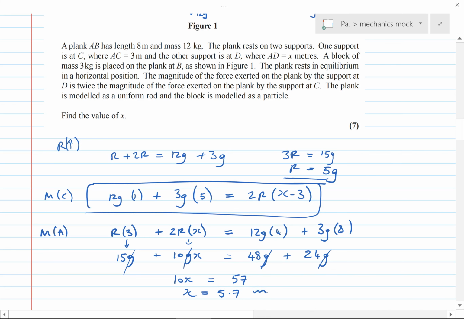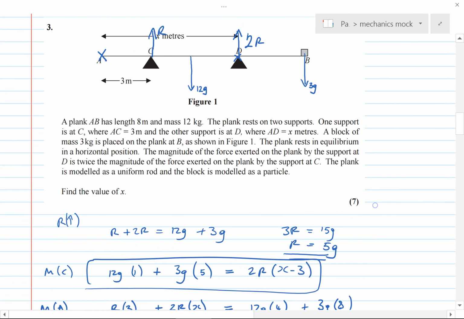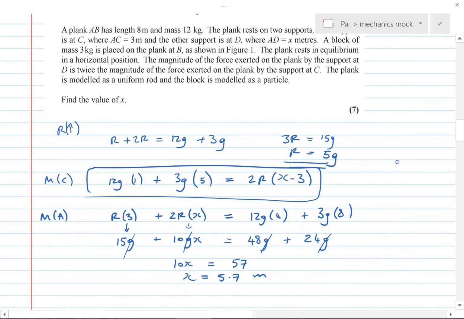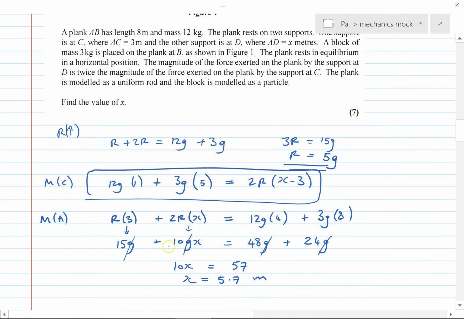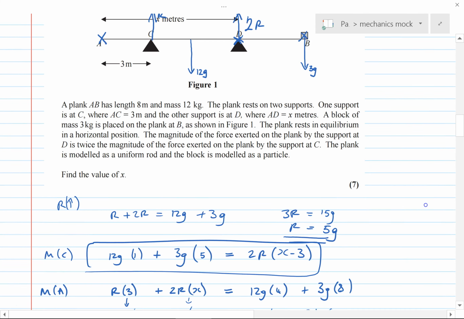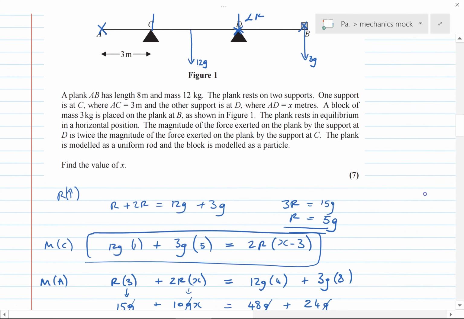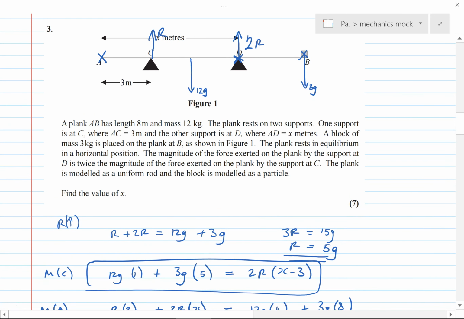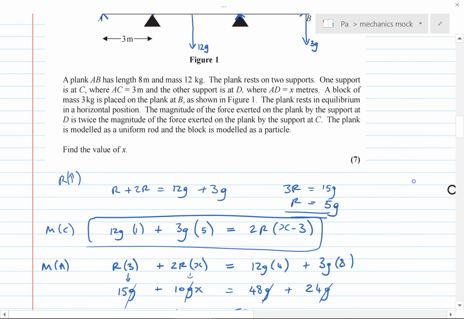The reason why I chose moments about A, it doesn't really matter, is that the equation looked nice without any bracketed bits like this. It'll also come out from moments about D, or even moments about B would work fine as well. Any one of those would be appropriate. Okay, let's go on to question 4.